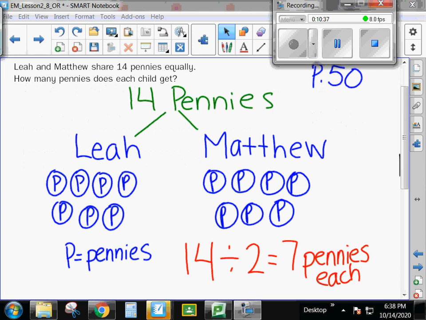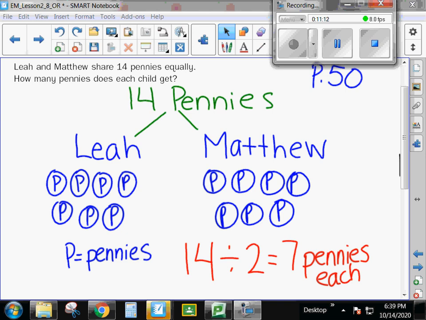Okay, so here's an example of what I'm looking for. Okay, I really represented this problem with pictures, numbers, and words. First of all, I started up here at the top and I wrote down 14 pennies. And then I kind of branched that off and I made a Leah and a Matthew side. And then I divided up those 14 pennies. And so you can see I've got 7 pennies under Leah and I have 7 pennies under Matthew. And I labeled each of those pennies with a P.